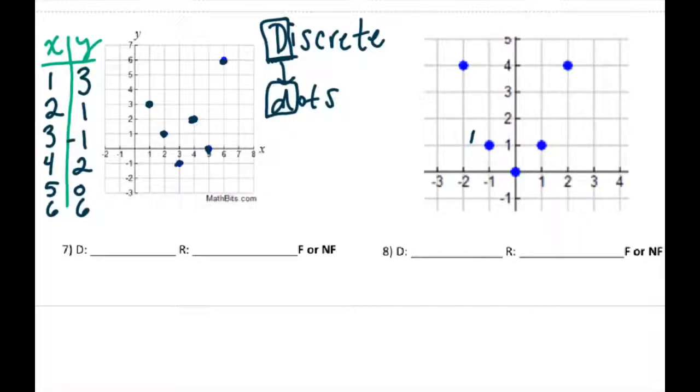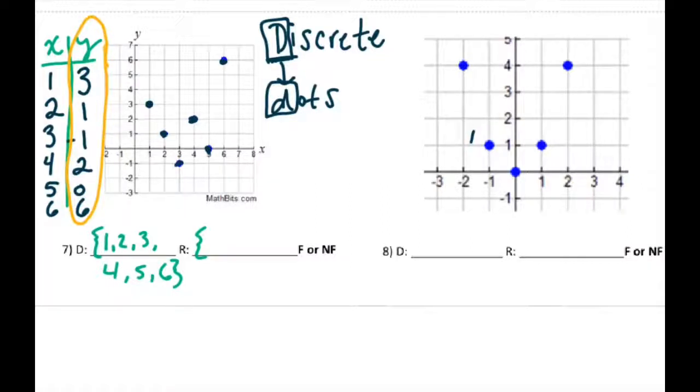So I took my ordered pairs, my dots from this graph, this discrete graph, and I wrote each of them down on my table. So now I can make a list of the x's. Remember, domain is x. It is 1, 2, 3, 4, 5, and 6. And then I make a list of my ranges. Range is y.